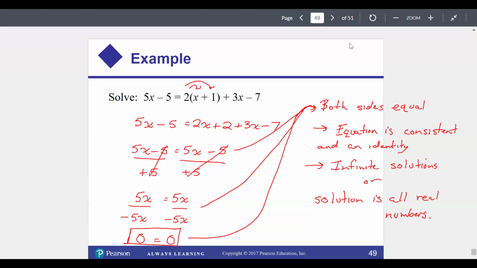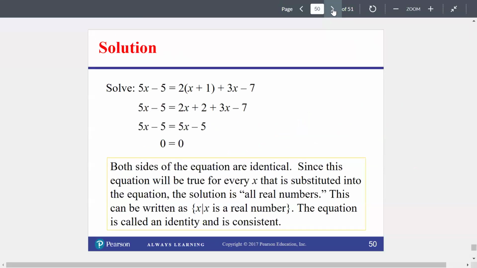So 3 things that can happen: you're going to have just one solution, no solution, or infinite solutions. So both sides are identical. This means this equation is going to be true for any x that we pick. So like right here, 5x minus 5 equals 5x minus 5. No matter what x is, both sides are going to be equal. No matter what we substitute for x, it's always going to be equal. So our solution is all real numbers.